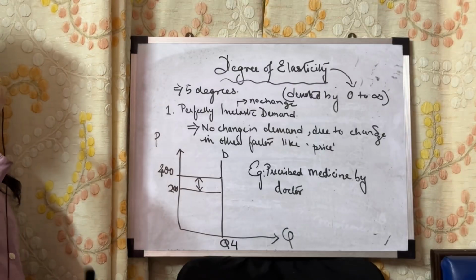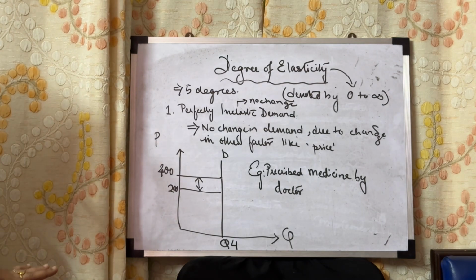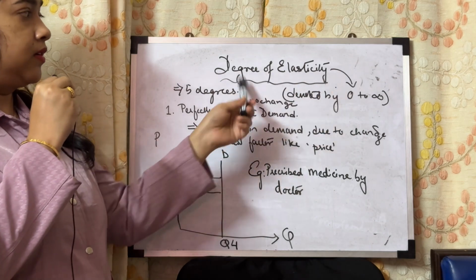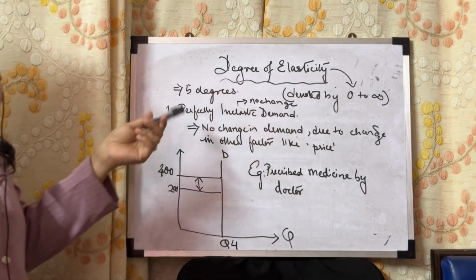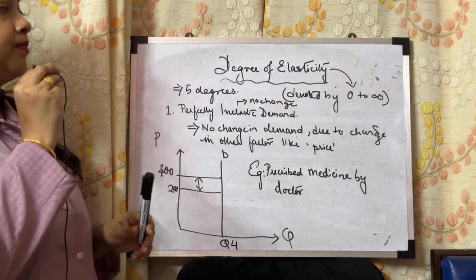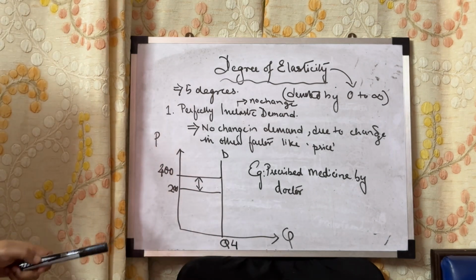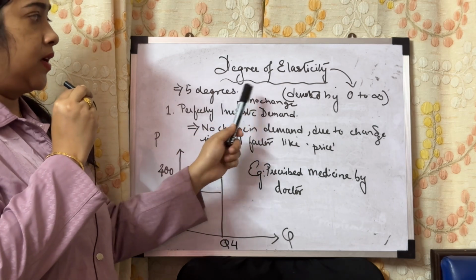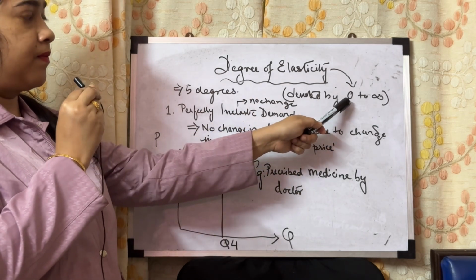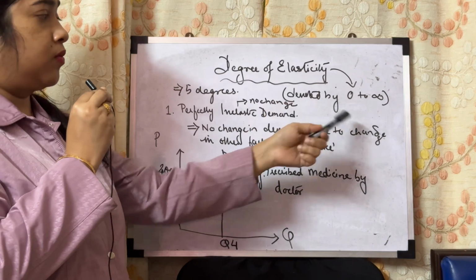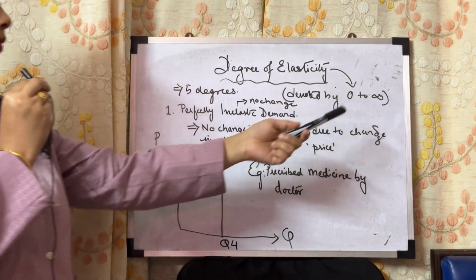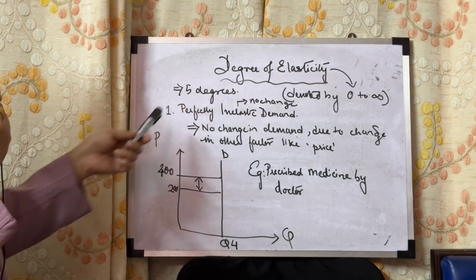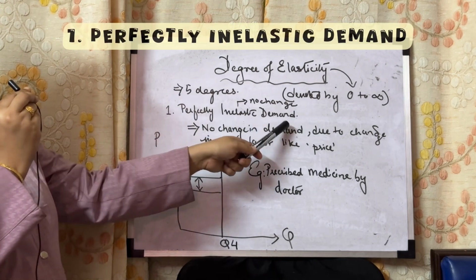So before going on to the price elasticity of demand, we need to understand the degree of elasticity. Degree of elasticity you need to understand both for demand as well as supply. So basically there are 5 degrees of elasticity and they are denoted by a value between 0 to infinity. Okay, so first degree which we are going to speak about is perfectly inelastic demand.